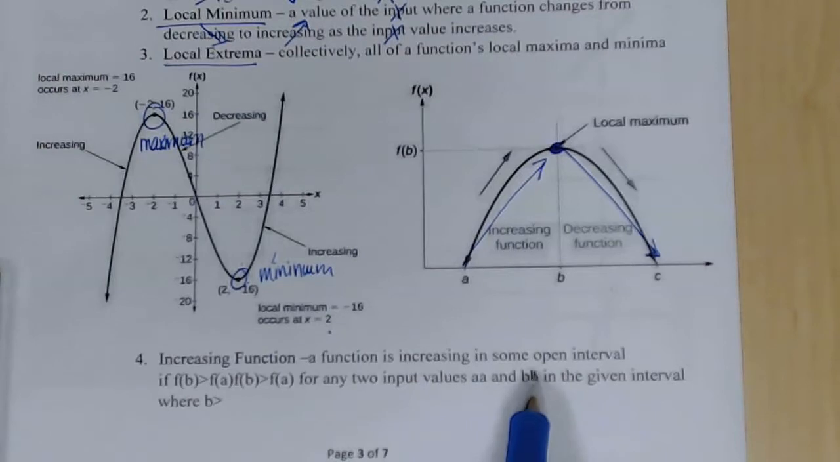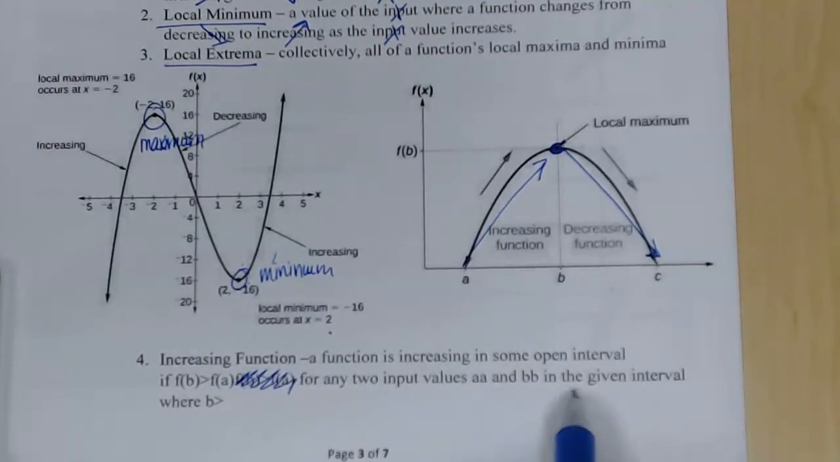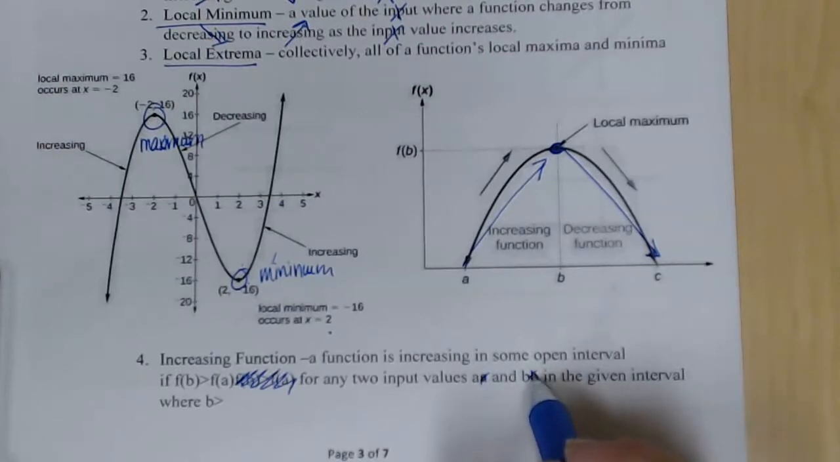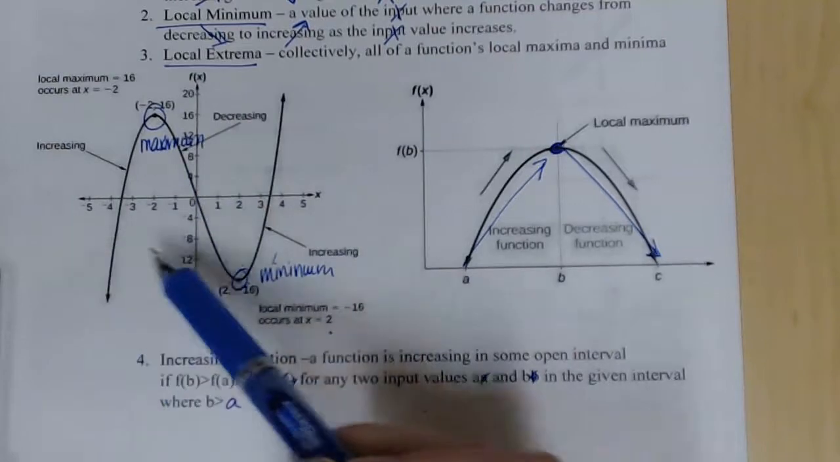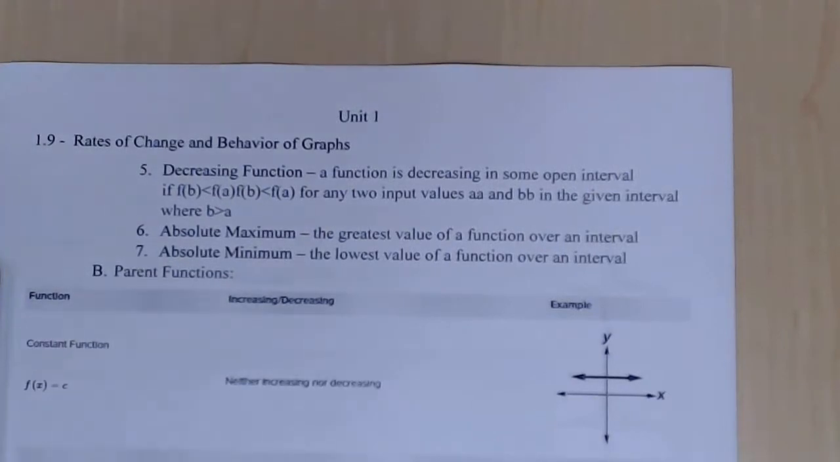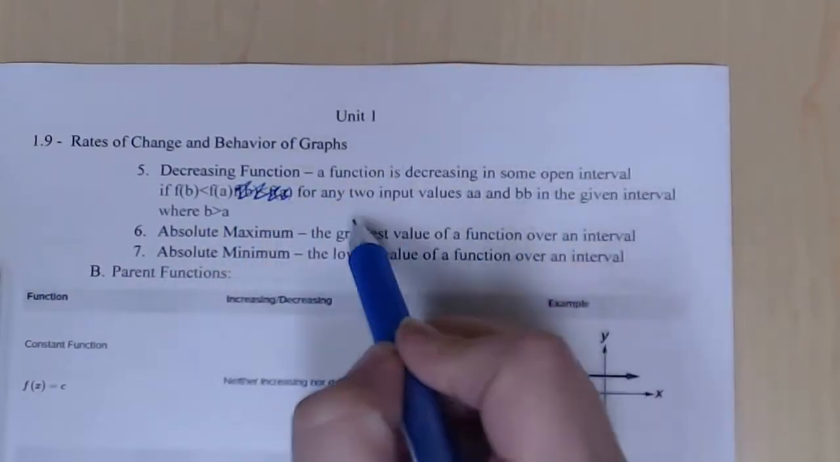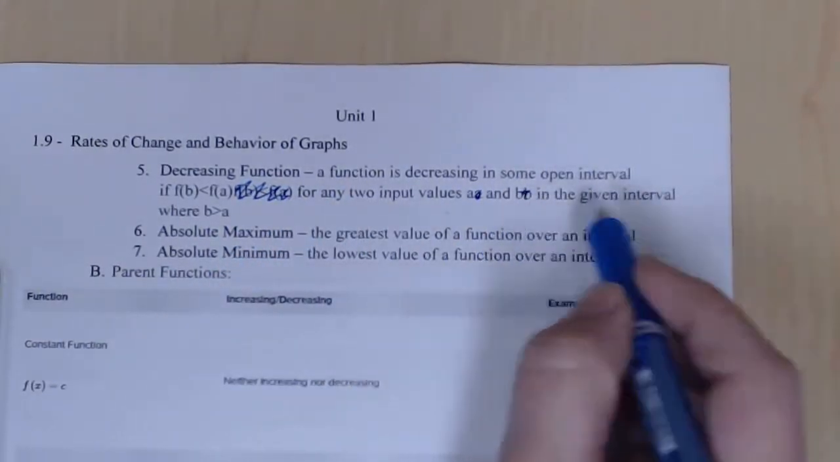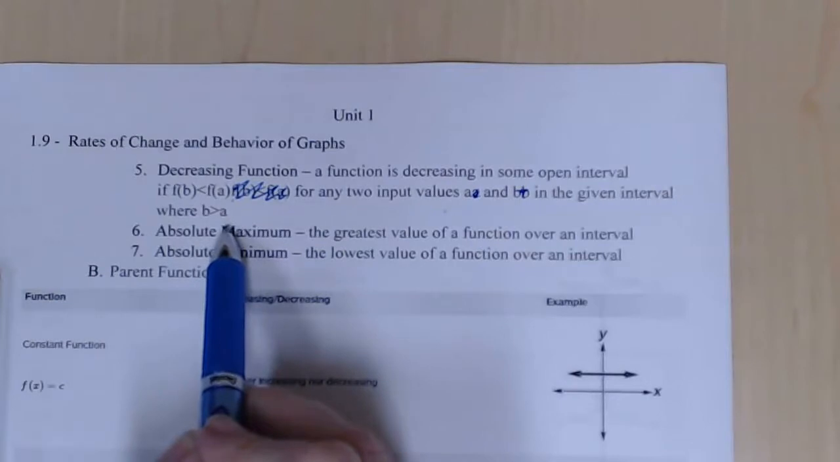A function is increasing in some open interval if f of b is greater than f of a for any two input values, a and b, in the given interval, where b is greater than a. Got a lot of extra letters here. So basically, it's just like what we're seeing here: our y values are increasing as our x values are increasing. But I want to give you the basic definition like the book gives you. A function is decreasing in some open interval if f of b is less than f of a for any two input values, a and b, in the given interval where b is greater than a. So this means your y's are getting smaller as your x's are getting larger.